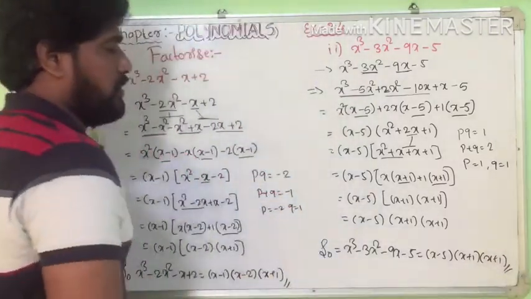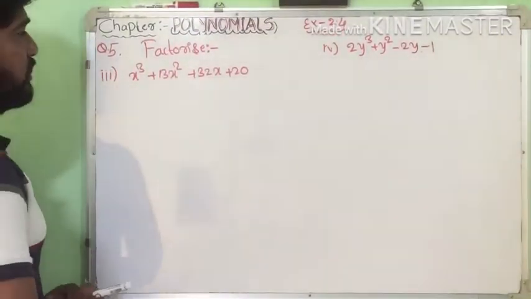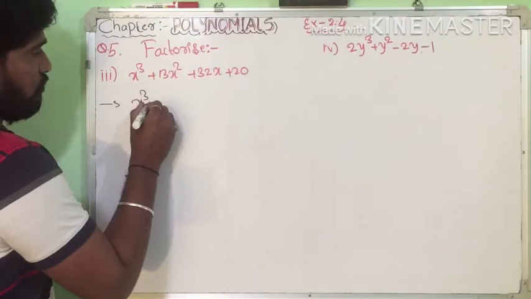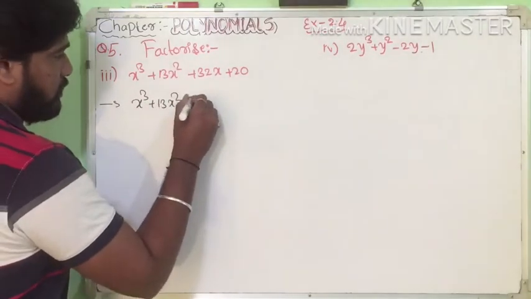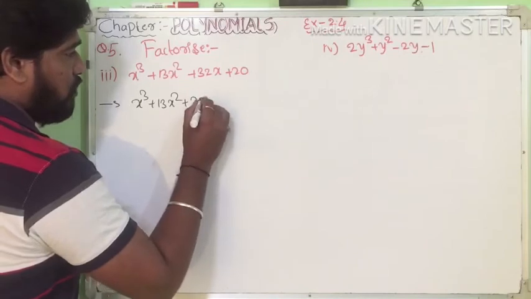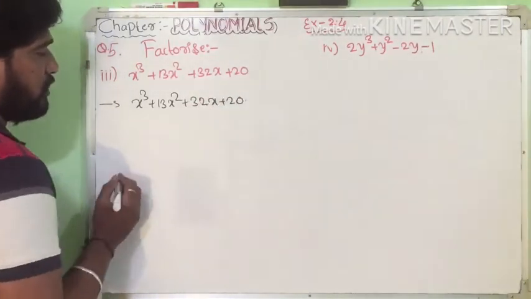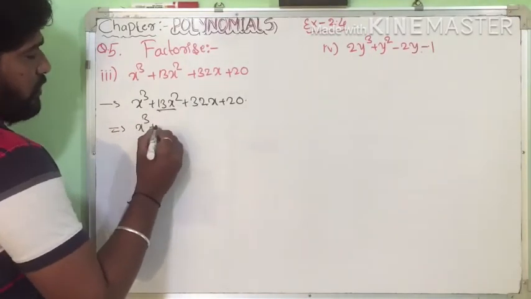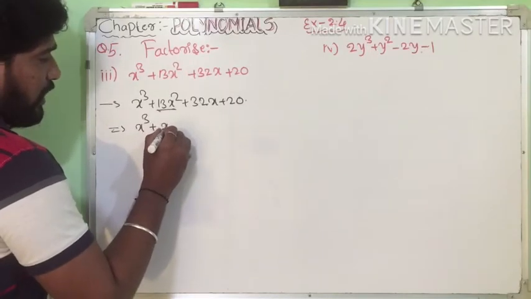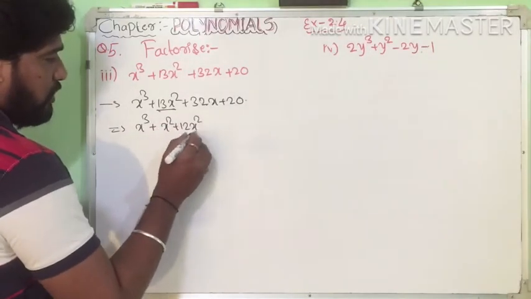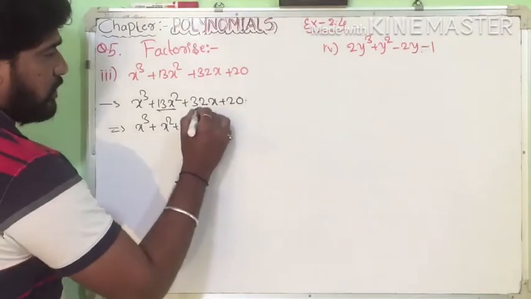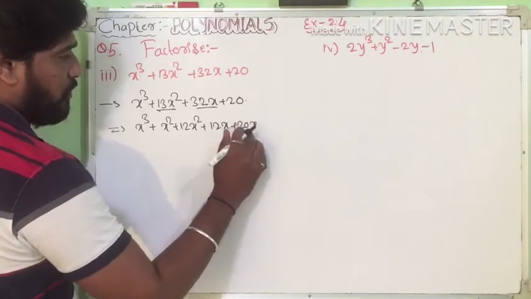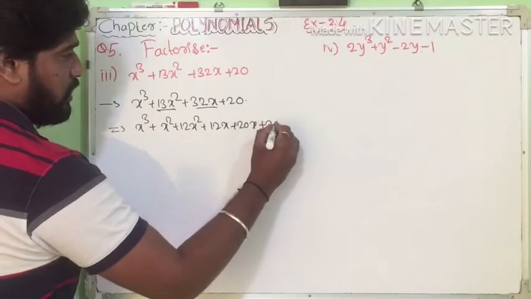So well students, the third problem is x cube plus 13x square plus 32x plus 20. So first write down the given equation, x cube plus 13x square plus 32x plus 20, right? So modify the given equation, x cube plus 13x square we can write as x cube plus x square plus 12x square, becomes 13x square, right? So 32x we can write 12x plus 20x, and plus 20 as it is, right?